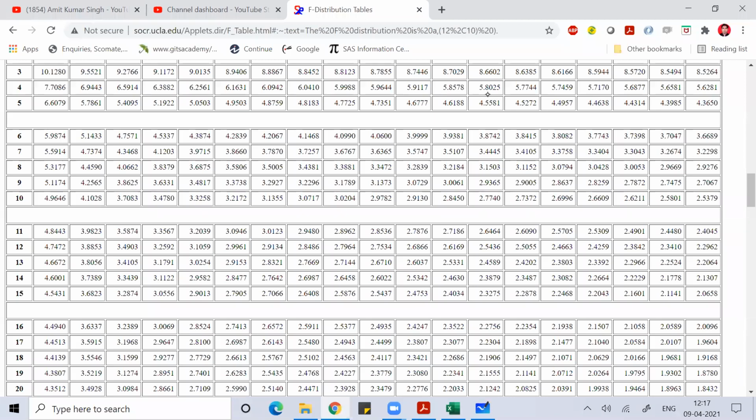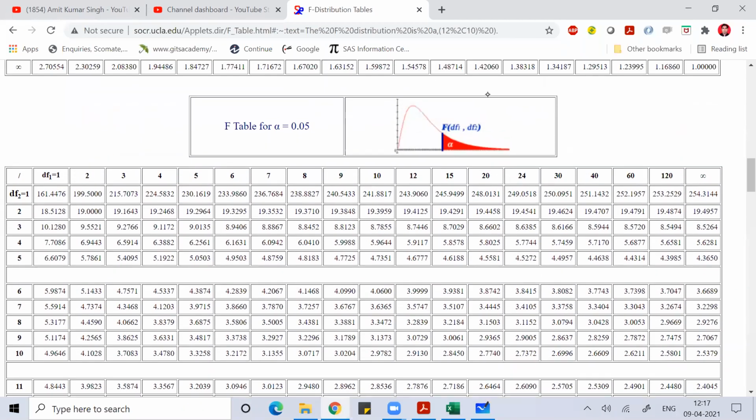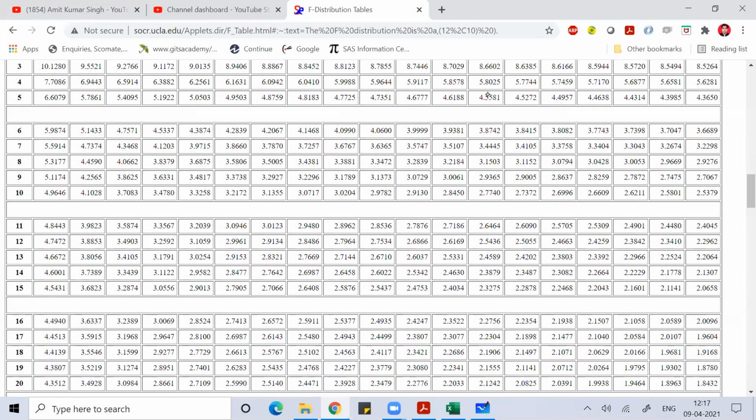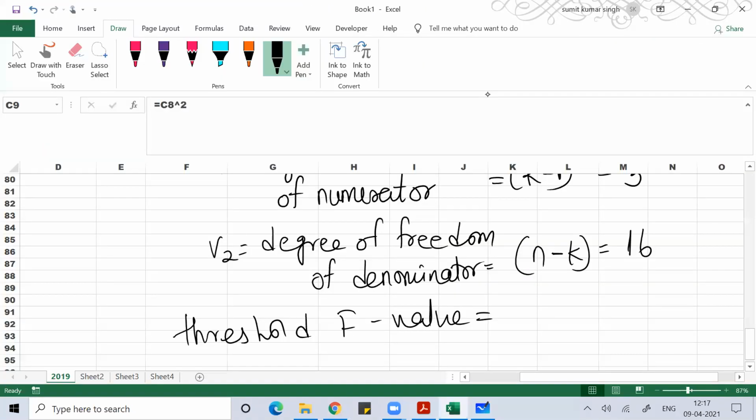You can see this, 3.2389. Which value do you take? The numerator you will take as 3, and the denominator you will take as 16. So the value is 3.2389. This is the threshold value.